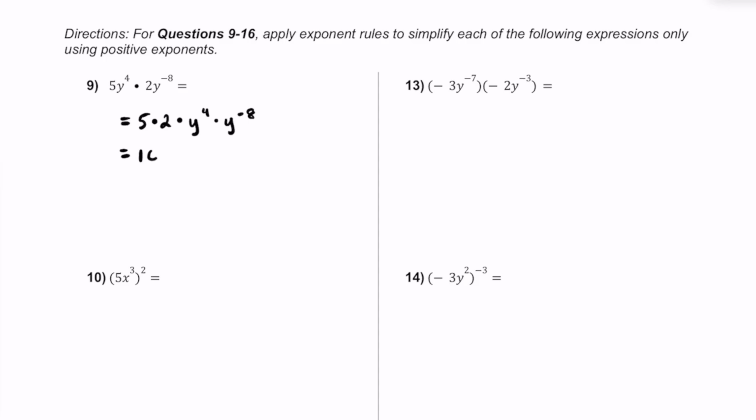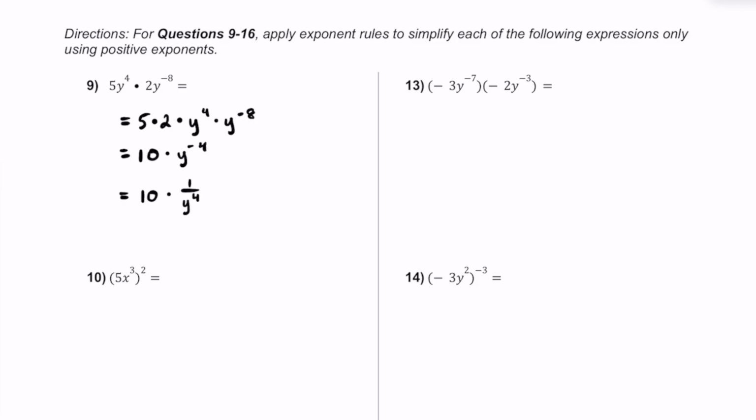5 times 2 is just going to be 10 though, right? And then we can use the product of powers property and say we can rewrite this y to the 4th times the y to the negative 8th. We can add those little exponents of 4 and negative 8 to get negative 4. Okay, now we were instructed to write our final expression using only positive exponents, so keep in mind that this y to the negative 4th power is really the same thing as 1 over y to the positive 4th power, right?